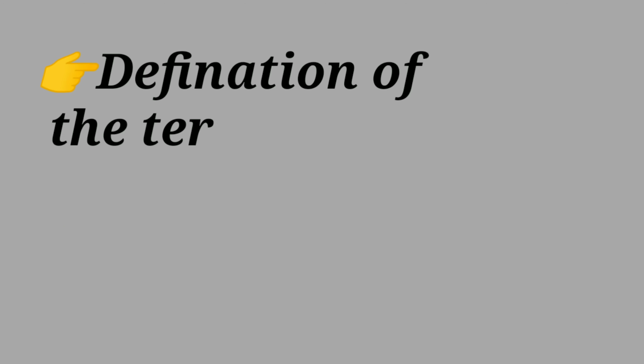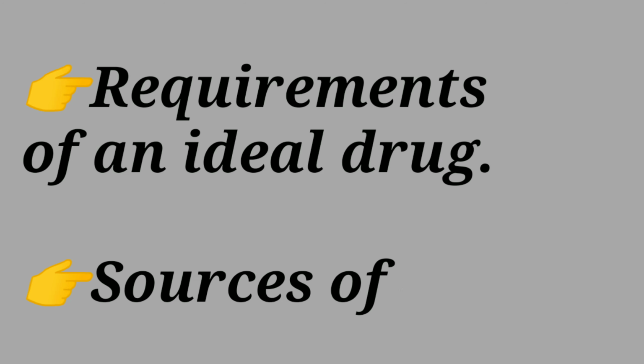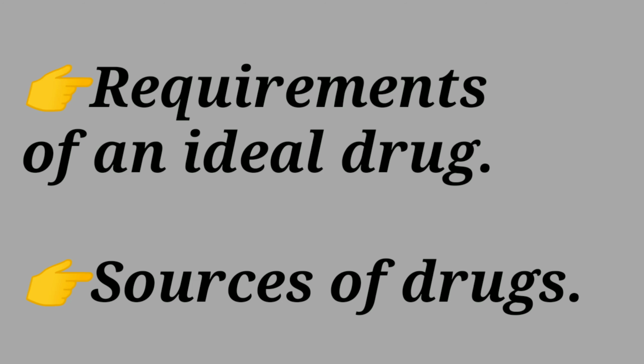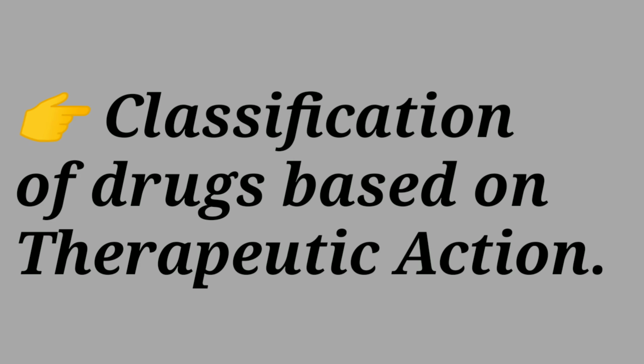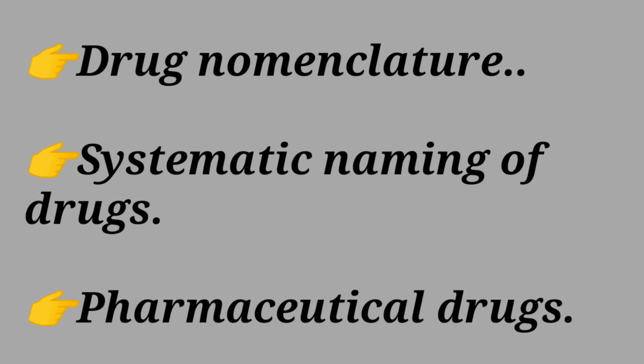Students, in our previous lectures, we started with the definition of the term drug. We have seen the difference between a drug and a medicine, requirements of an ideal drug, sources of drugs, and classification of drugs based on therapeutic action. In today's lecture, we are going to discuss the nomenclature of drugs. So let's get started. Students, drug nomenclature is the systematic naming of drugs, especially pharmaceutical drugs.